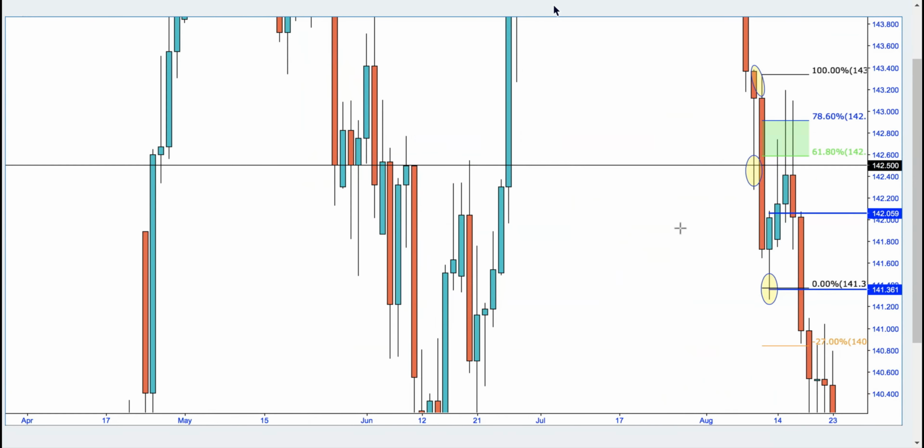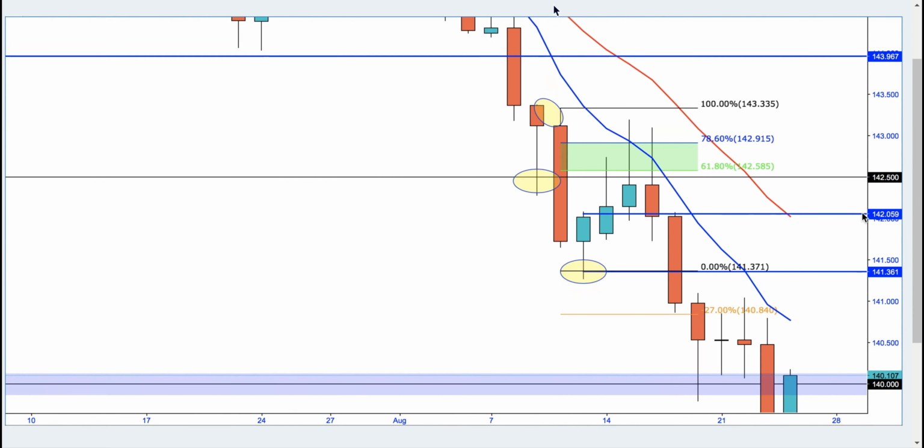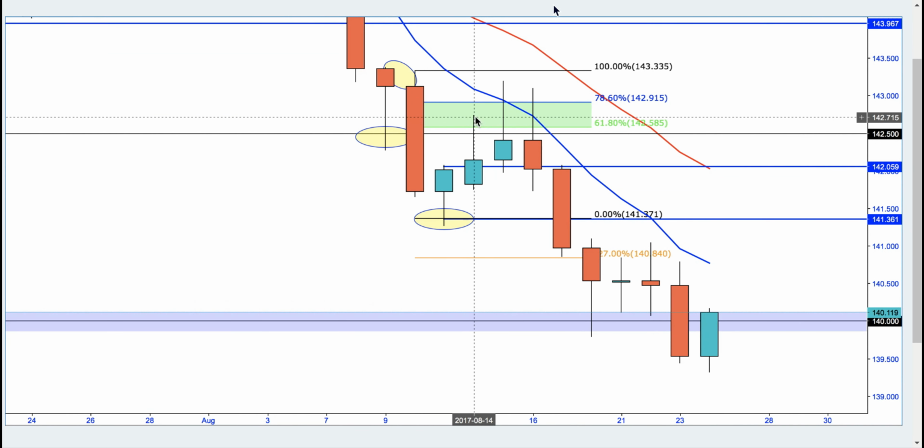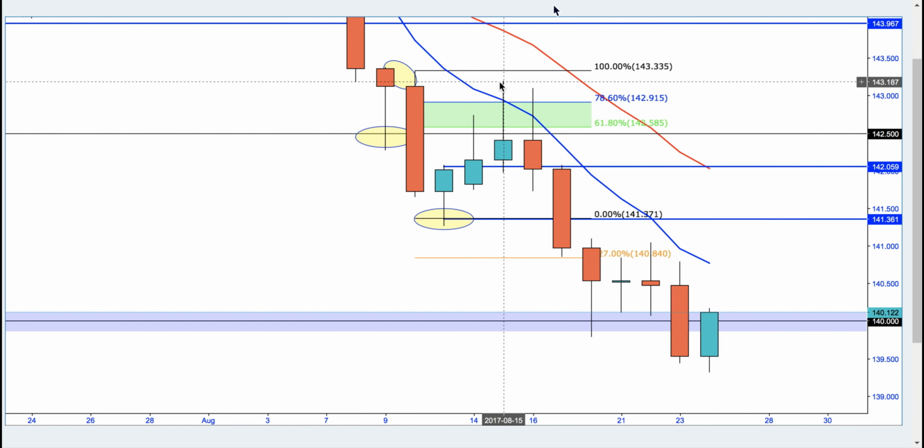Going to the daily time frame and looking at the daily, look what we've seen on the daily. Daily time frame, we had a spike 1. Now this is our first peak.